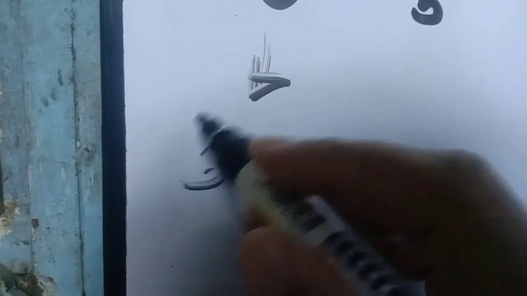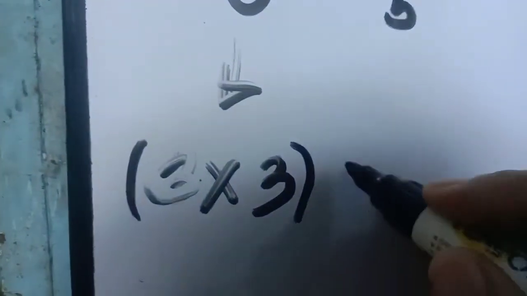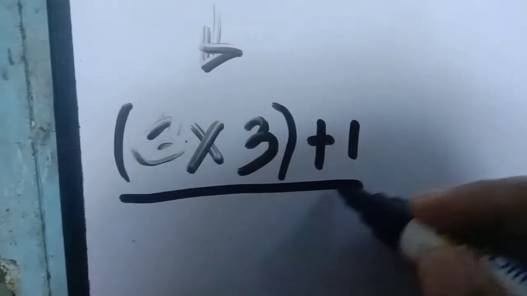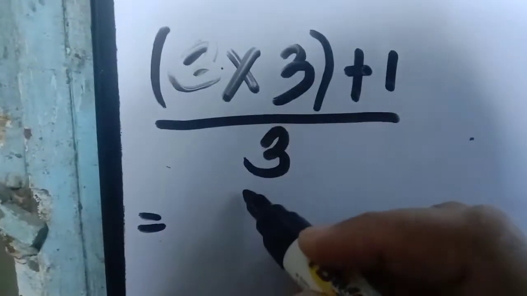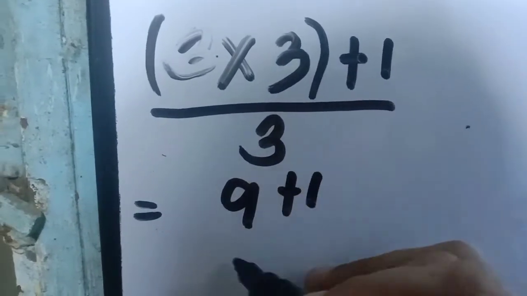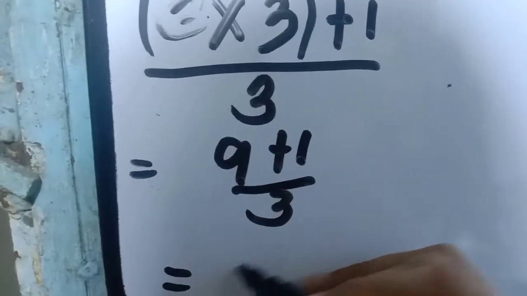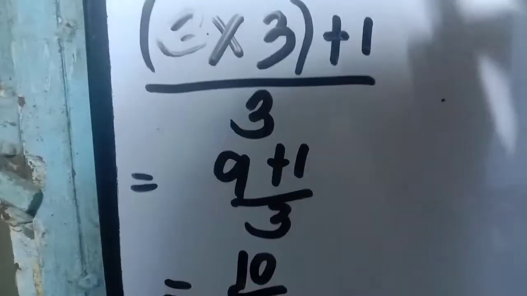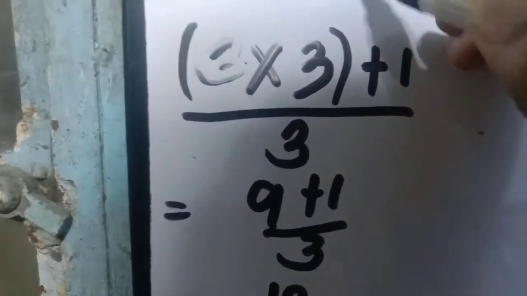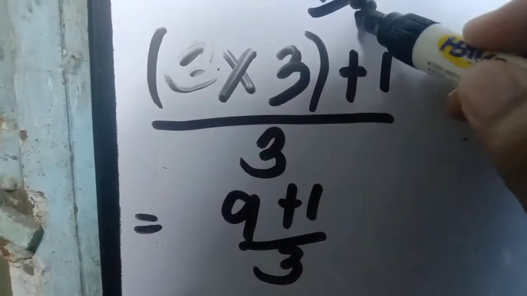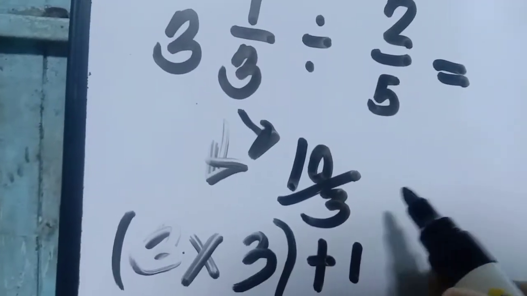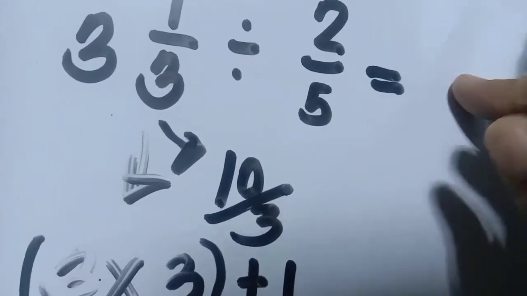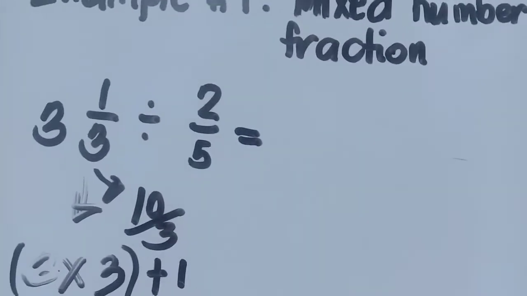Okay, so we have 3 times 3. Then add the numerator. Copy the denominator. Okay, so we have 3 times 3, 9 plus 1. Okay, we have 10 over 3. Okay, yun yung value ng 3 and 1/3. Okay, so ito na yung gagamitin natin dito sa ating susunod na solution.